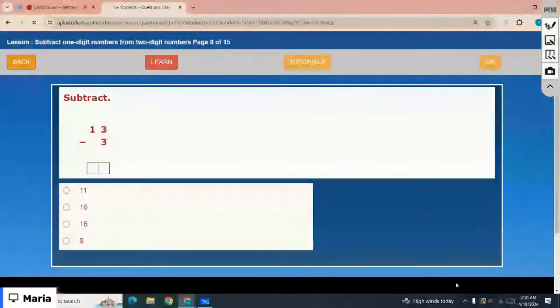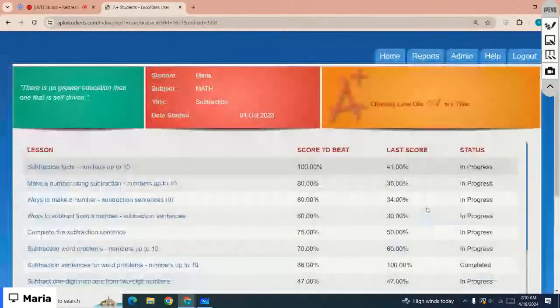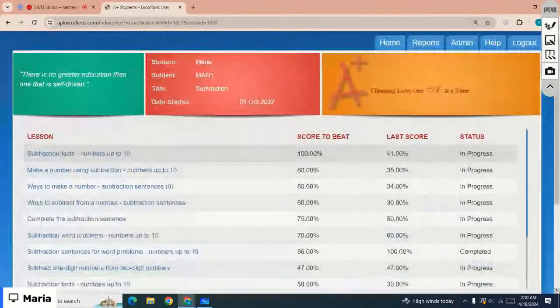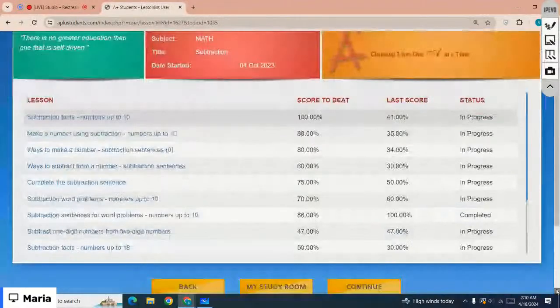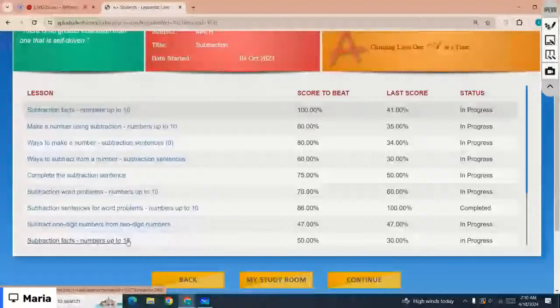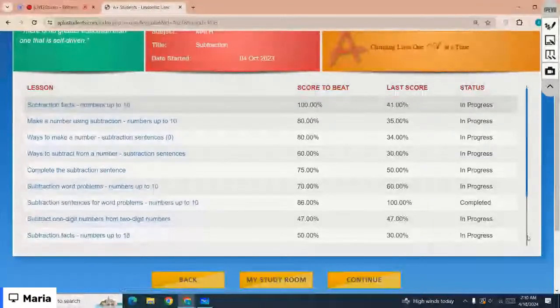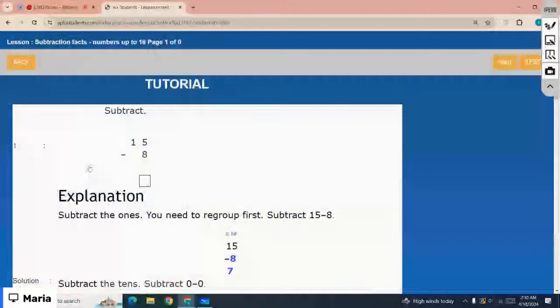And the next one is, so the basic concept here is to subtract, right? You're just going to learn different ways of subtraction. The next one is subtraction facts up to 18. Let's just start with the lesson.